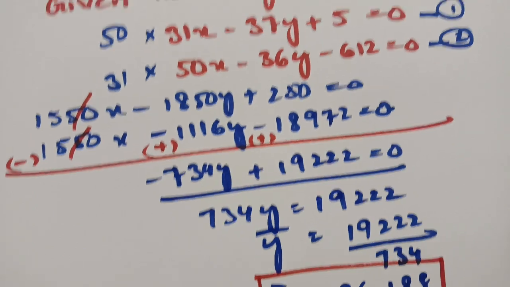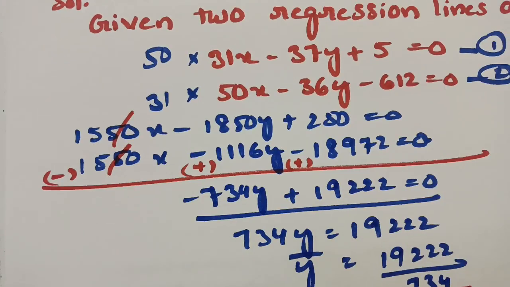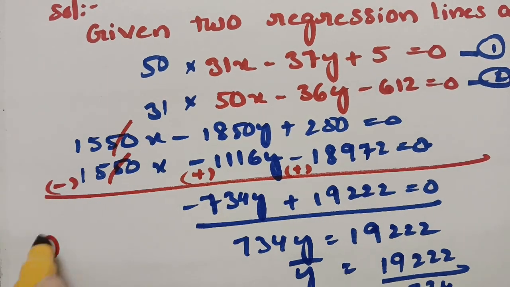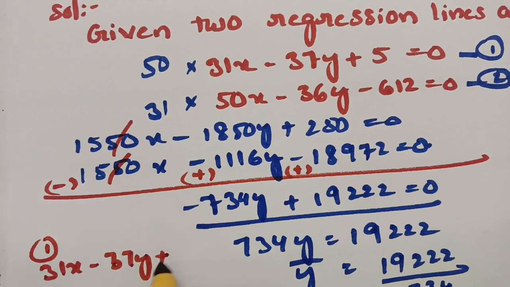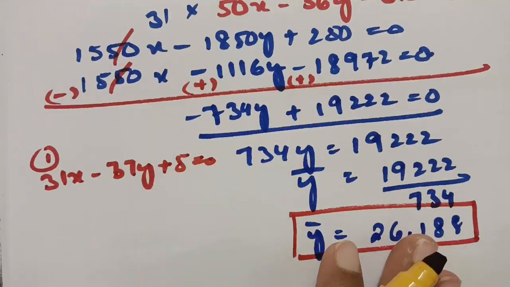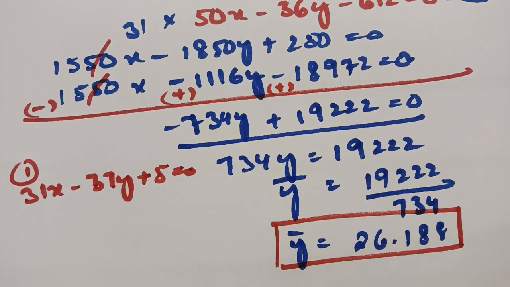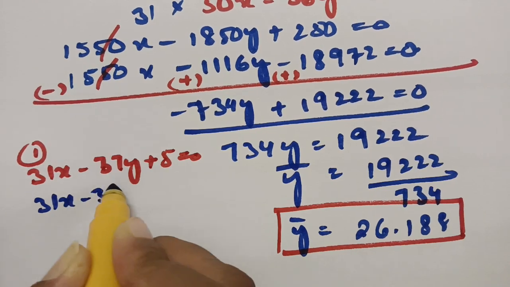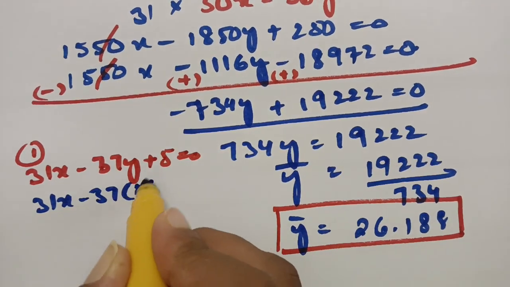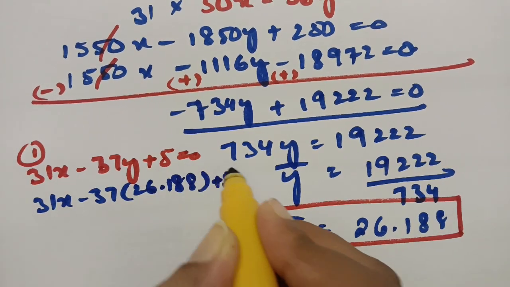And next we have to substitute the y value in equation 1 so that we'll be getting the x value. So what is equation 1 here? Equation 1 is nothing but 31x minus 37y plus 5 is equal to 0. Now I am going to substitute the y value. If I substitute the y value here, that is 31x minus 37 into 26.188 plus 5 is equal to 0.